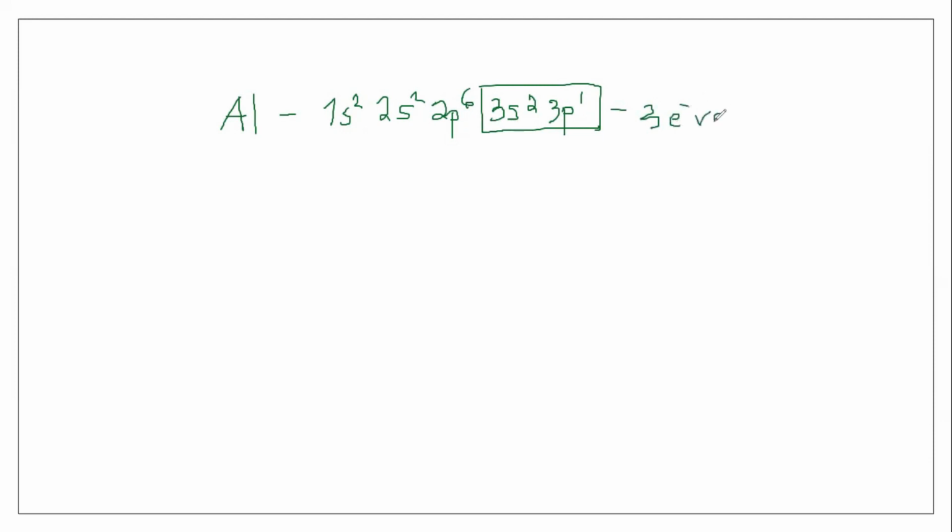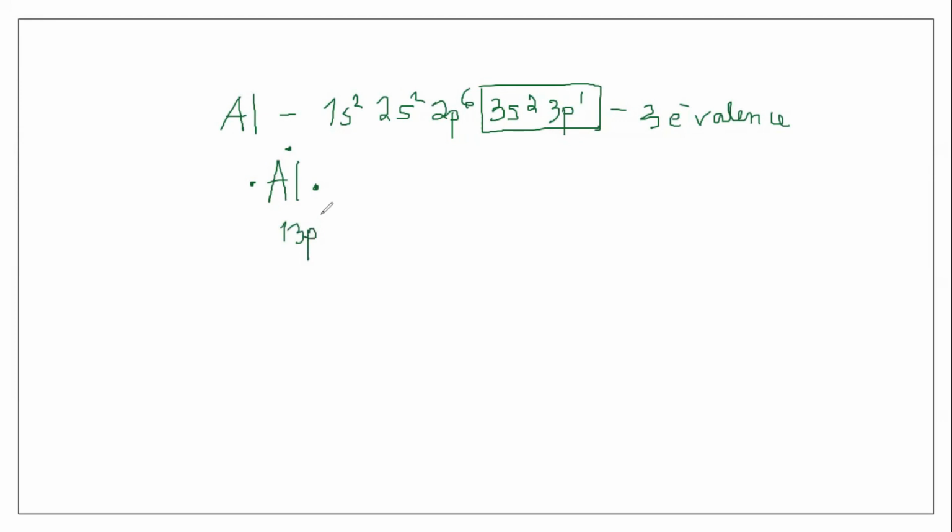This is the valence. So meron tayong tatlong valence electron. So we have aluminum, we have 1, 2, and then we have 3. Okay, so let us again have the atomic number. We have 13.